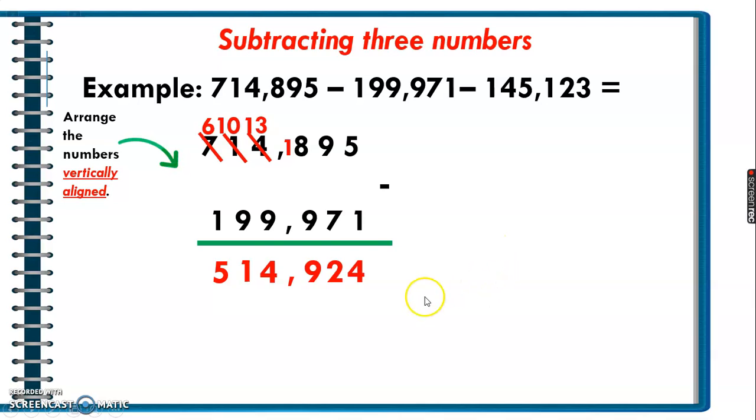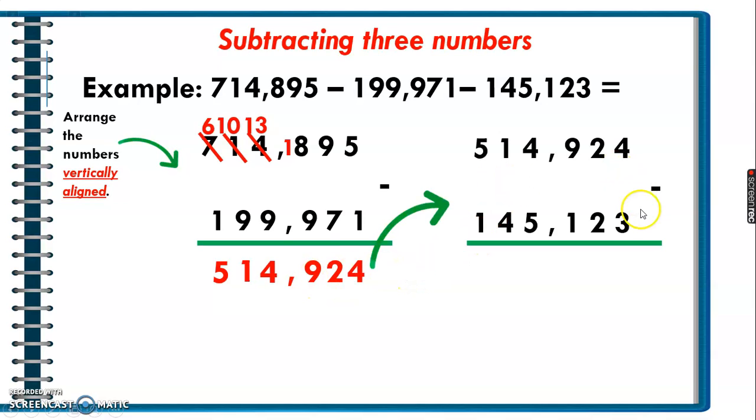Very good. So now we have the answer, 514,924. So next, over here, we have 4 minus 3 is equal to 1. 2 minus 2 is equal to 0. 9 minus 1 is equal to 8. And how about 4 minus 5? Cannot be, right? So we can borrow from 1. 1 will be 0. And 4 will become 14. Very good. So 14 minus 5 is equal to 9.